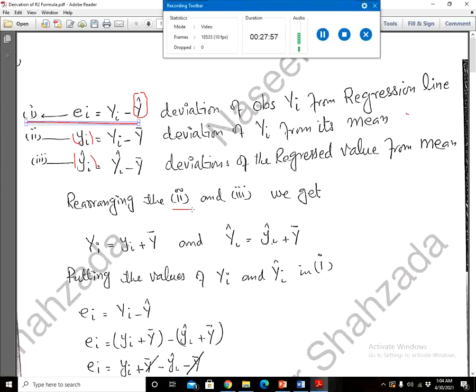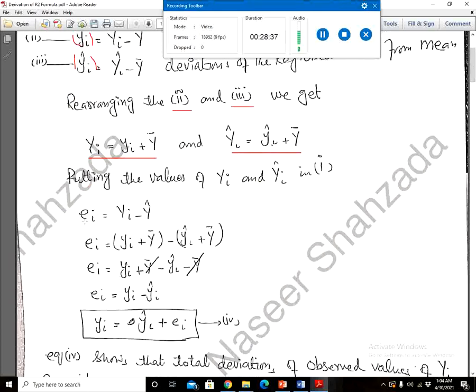Rearranging equation number 2 and equation number 3, we solve equation 2 for capital Yi, and capital Yi is equal to small yi plus y mean. Again we solve equation number 3 for Yi cap. Here Yi cap is equal to small yi cap plus y mean. Putting the values of Yi and Yi cap in equation number 1.